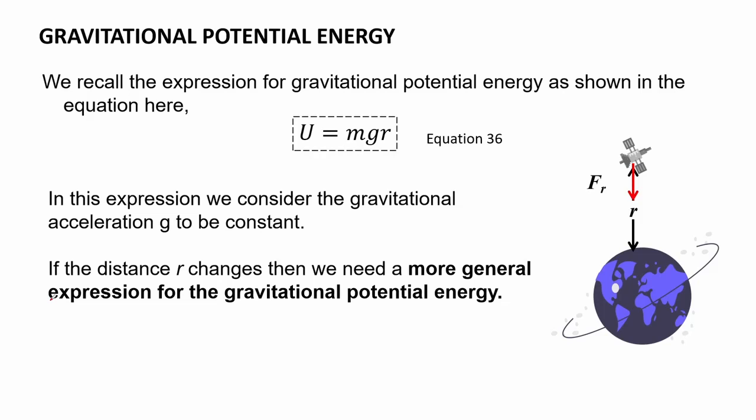Gravitational potential energy. We recall the expression for gravitational potential energy as shown in equation 36. In this expression, we consider the gravitational acceleration g to be constant. If the distance r changes, then we need a more general expression for the gravitational potential energy.